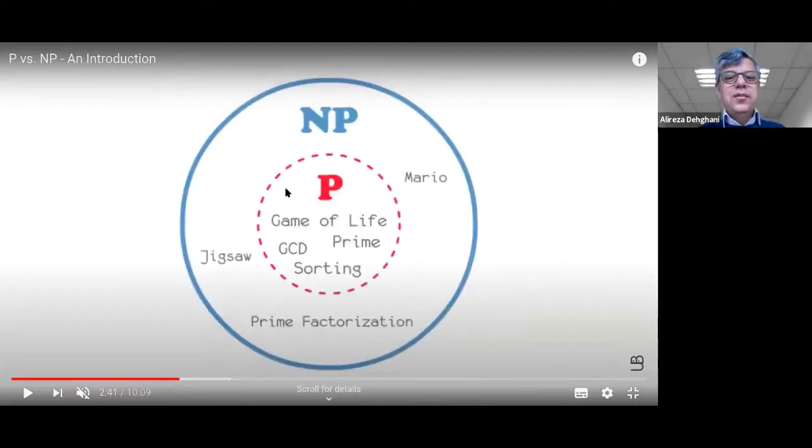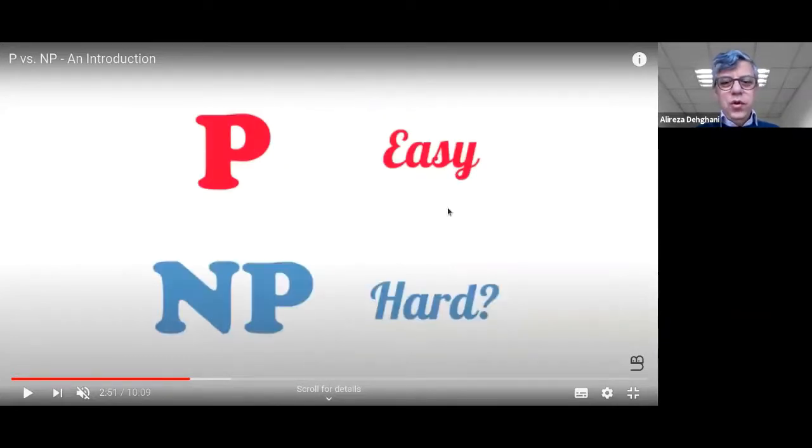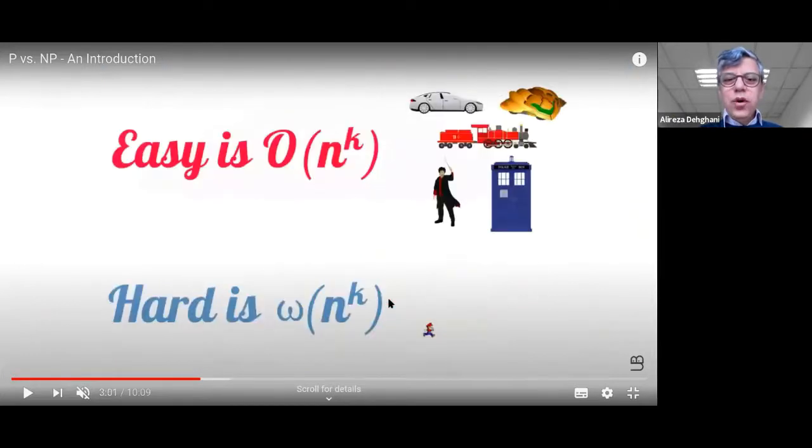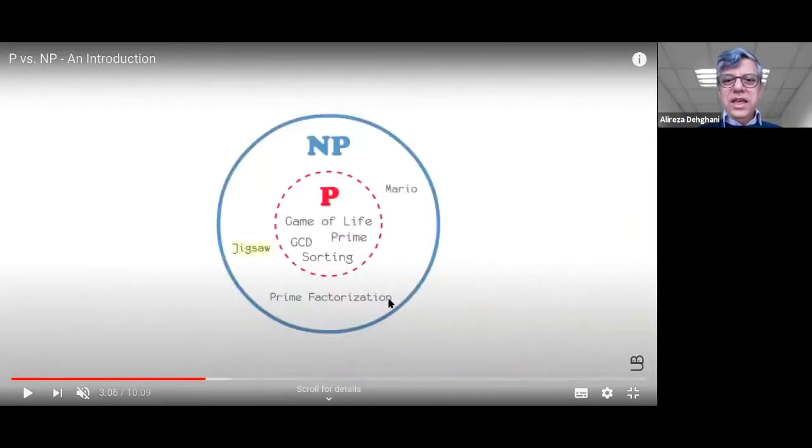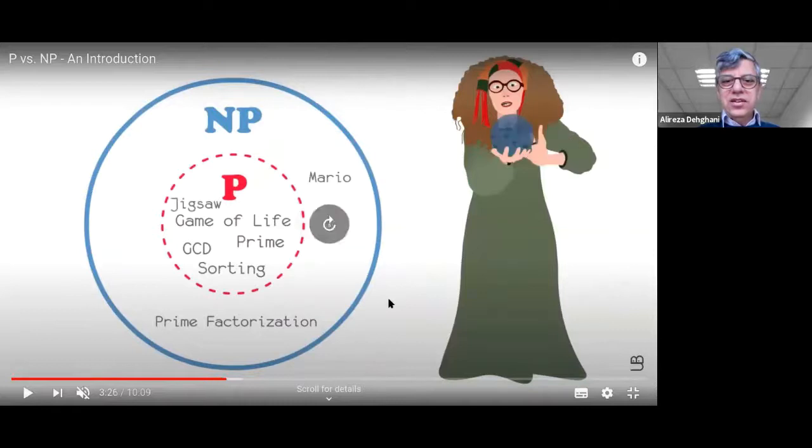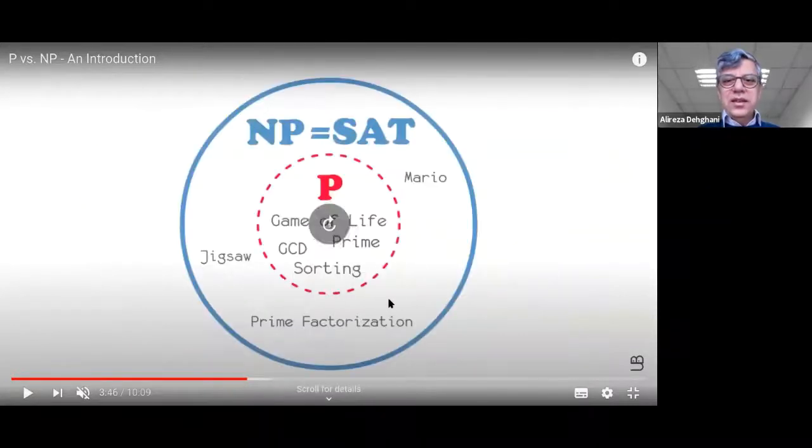In the P problem, you ask: is it easy to solve? Yes. Is it easy to verify? Yes. For the NP problem, you ask: is it easy to solve? No, it is probably hard. Is it easy to verify? Yes. If we say the P set and NP set are the same, then what would happen?